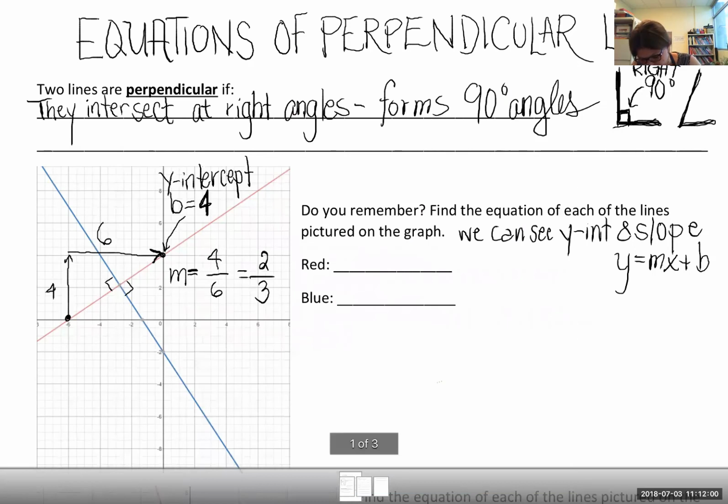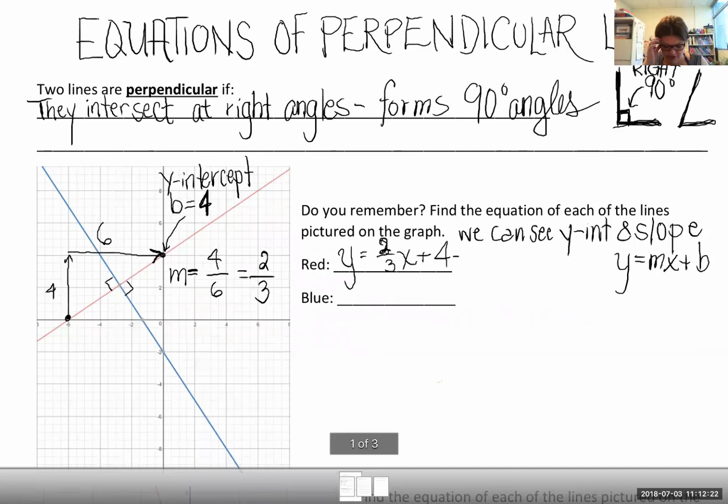So I found the 2 pieces of information I need for the red line. It has a slope of 2/3. So I plug in 2/3 for the m. Can you read that 2/3, or does it look like 3/3? Messy handwriting, Kate. And it has a y-intercept of positive 4, so I write plus 4. And that is the equation of that line.